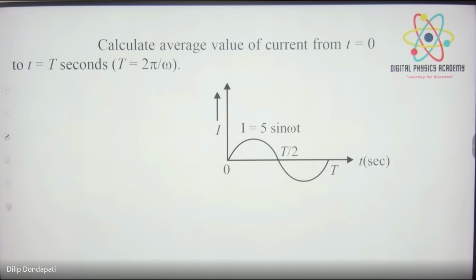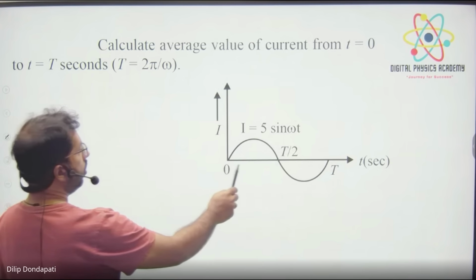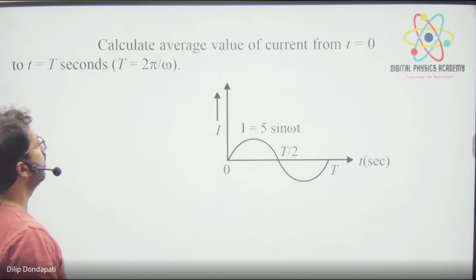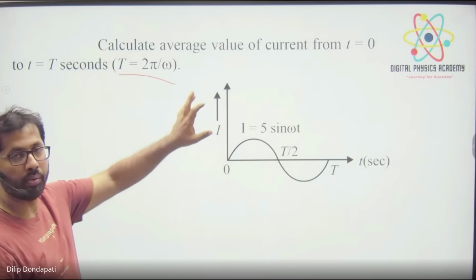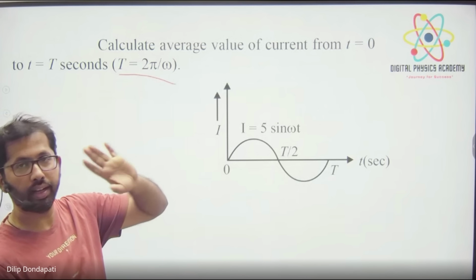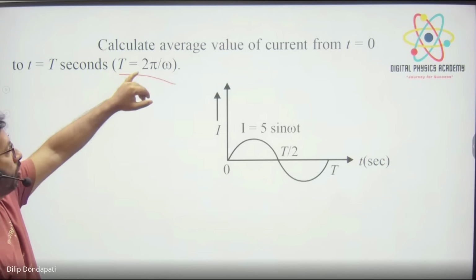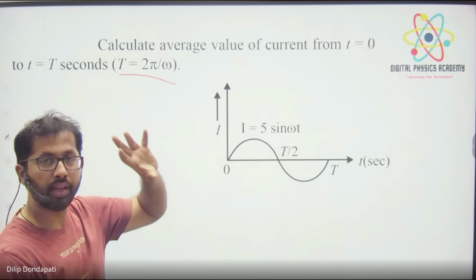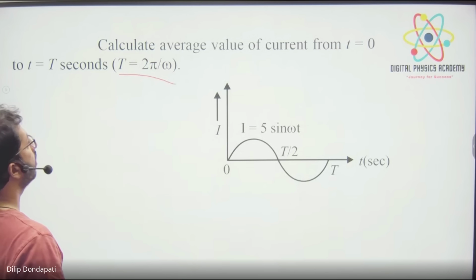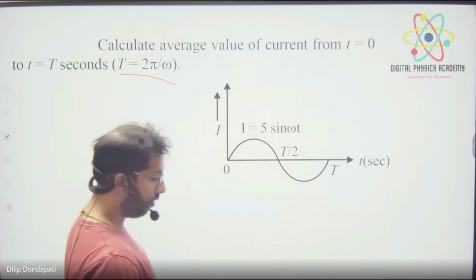Calculate the average value of current from t equal to 0 to t equal to capital T. And what is T? T is equal to 2 pi by omega. This will all come ahead, don't worry. T equal to 2 pi by omega. In circular motion it will also come, in AC current also it will come. Everything will be coming. Find the average current of this graph.